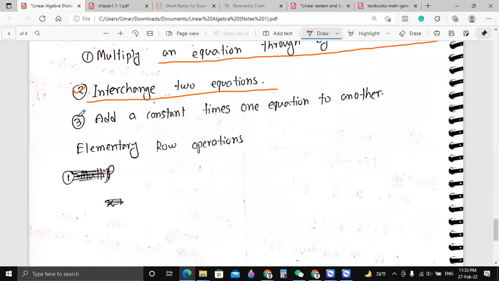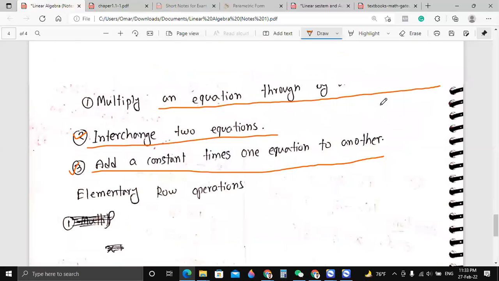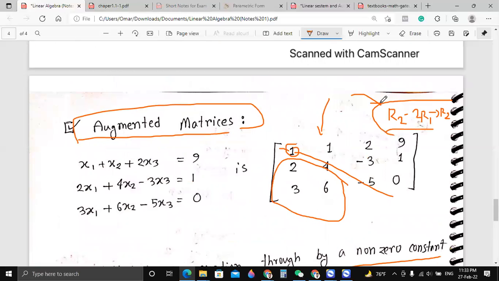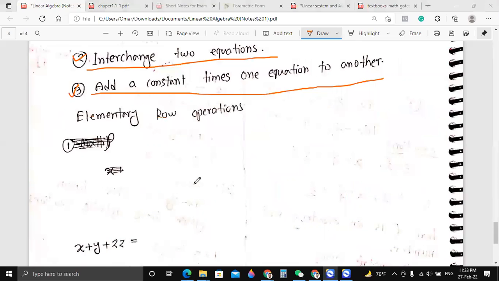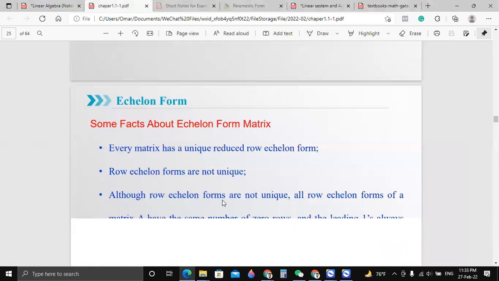And the third step is to add a constant times one equation to another, elementary row operations. So it is also the same, we have to play with some formulas, okay? We have to think of some formulas. So this way we practice linear algebra, and this is the note of our Laoshi. This is the PPT of our Laoshi.